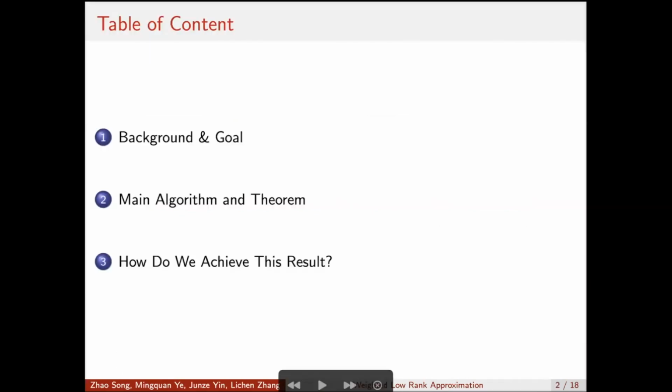This is the table of contents. First, I'm going to present the background and our goal. Second, I'm going to present our main algorithm and our main theorem. Finally, I'm going to present how we achieve these results.